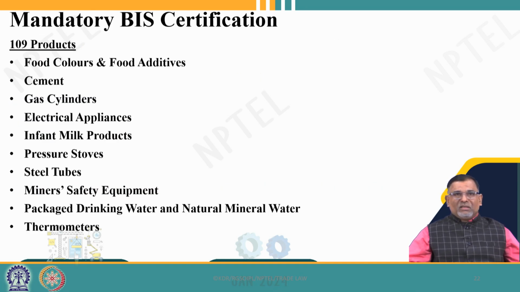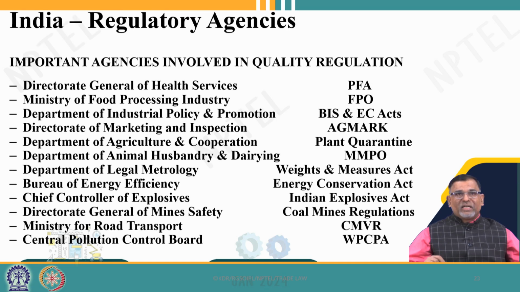Again, you can see the BIS mandates standards for 109 products, which include food colors, food additives, cements, gas cylinders, and various other categories, even infant milk products, steel tubes, electrical appliances, packaged drinking water, thermometers. So, the list goes on. There are 109 products that require mandatory certification. Please go through the list of BIS certification, which is publicly available. There is a long list. So, India has imposed mandatory certification for 109 products.